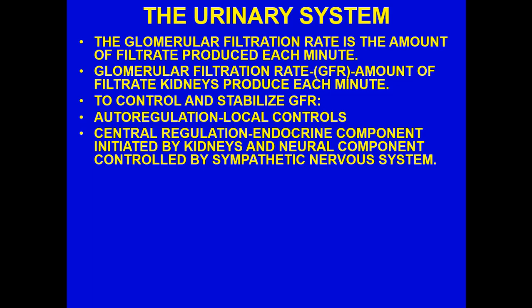One of them is autoregulation, that's local controls. You also have central regulation, that's the endocrine component initiated by the kidneys, and the neural component controlled by the sympathetic nervous system. What am I saying here? Simple. First, you've got the local controls, the afferent and the efferent arterioles. They're going to control some of the pressure, keep the pressure up so the GFR is going at a certain rate.